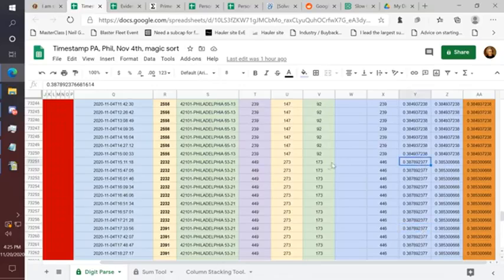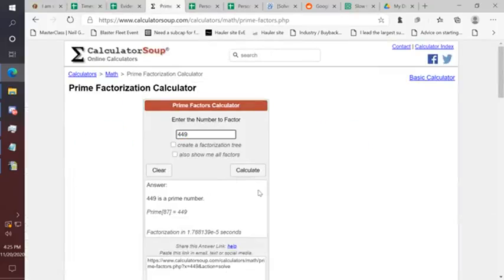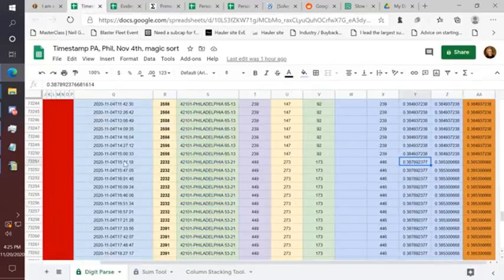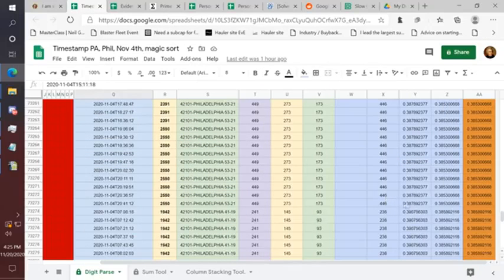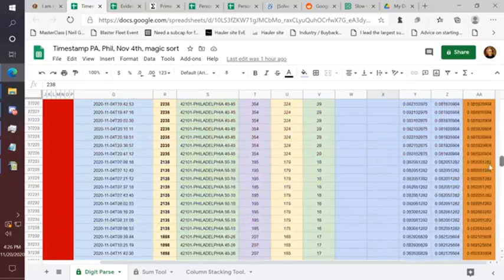This fraction here. 173, I'm pretty sure that's a prime number. 449. It's a prime number. What the hell? How does that happen? It better be the same precinct the whole way through. Okay, at least it's the same precinct, so that's fine. But you can find examples of the same ratio occurring in multiple precincts pretty much anywhere, just by dropping your cursor in the middle of the sheet somewhere.